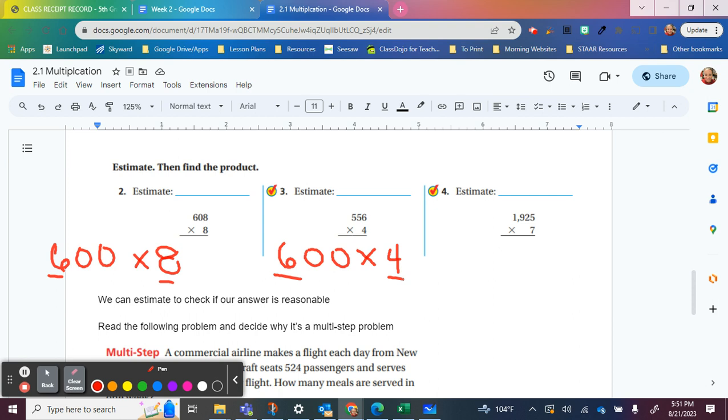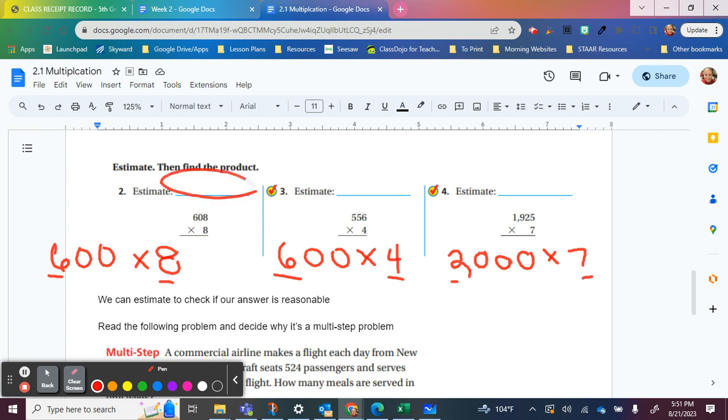And then here, 1,925 is close to 2,000 times 7. So we're going to multiply these first digits, 2 times 7, and then this time we've got 3 zeros to add on to the end.